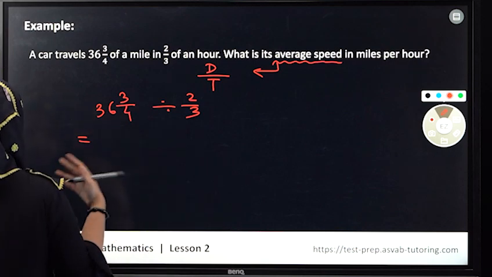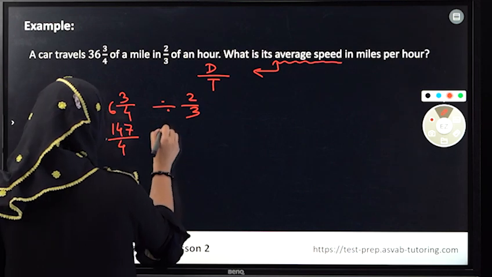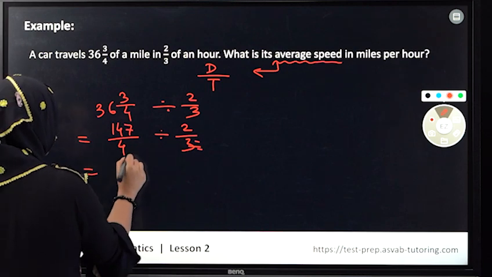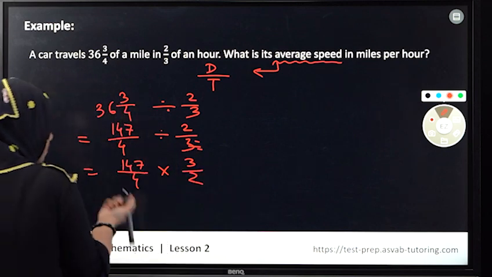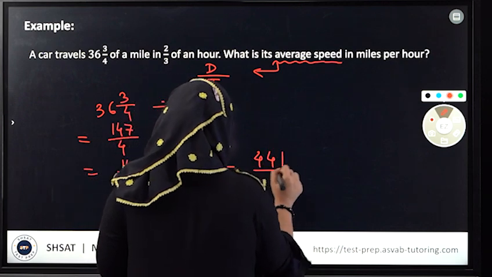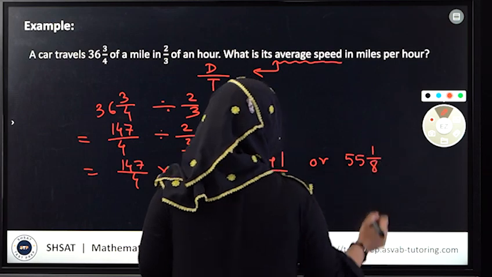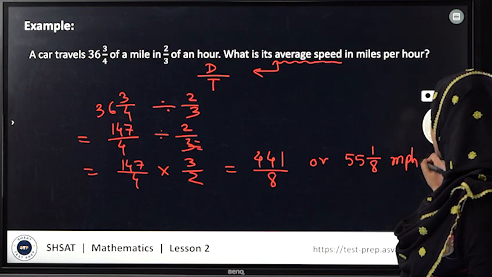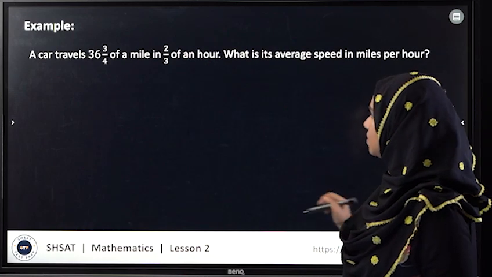If you now do it in the basic format, convert it. So it's 147/4 divided by 2/3. We know that we need to convert this division part to a multiplication form, and then we need to simplify. If you do that, you're going to end up with 441/8 or 55 1/8, and your answer is most definitely going to be in miles per hour. Okay? Last question for today. Let's go.